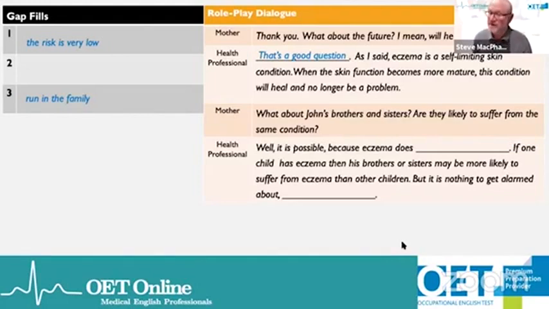Health professional says, well, it's possible because eczema does run in the family. Thank you, Saeed. And Kath, run in the family. Well done, Renan. I'm glad you do ask. If one child has eczema, then his brothers or sisters may be more likely to suffer from eczema than other children. But it's nothing to get alarmed about. The risk is very low.